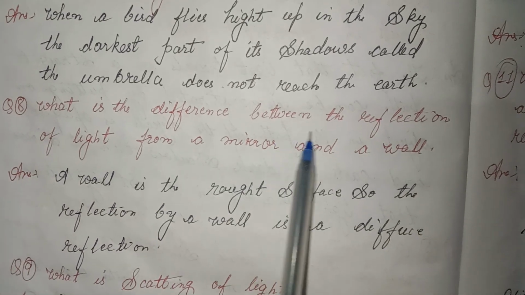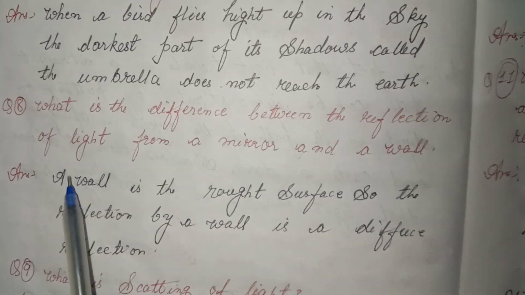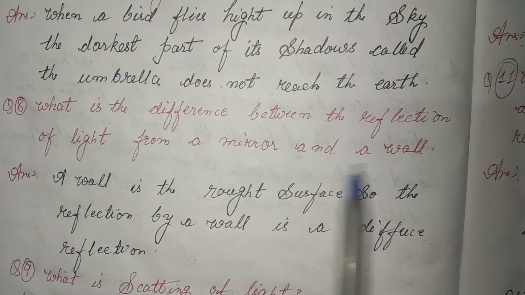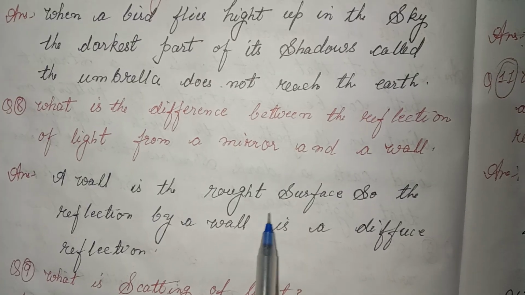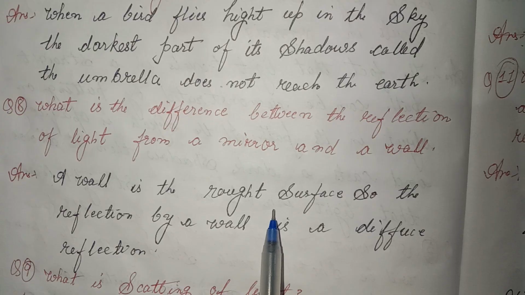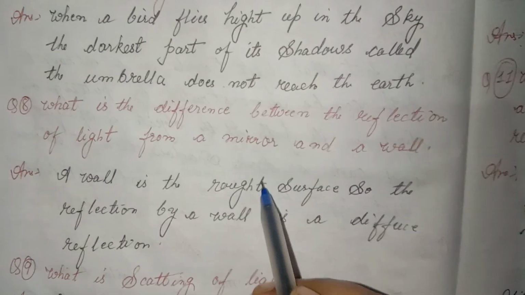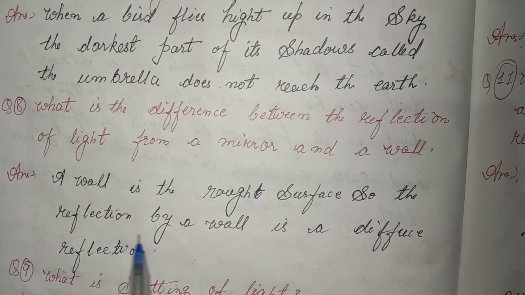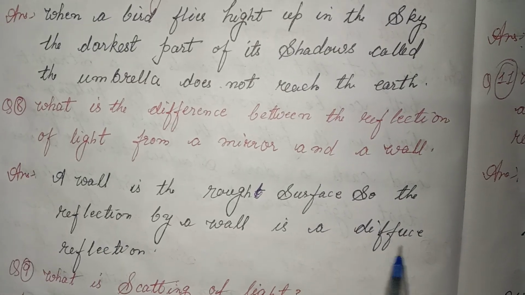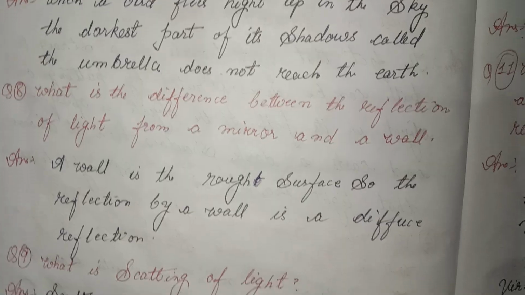Eighth, what is the difference between the reflection of light from a mirror and a wall? Answer, a wall is a rough surface, so the reflection by a wall is a diffuse reflection.